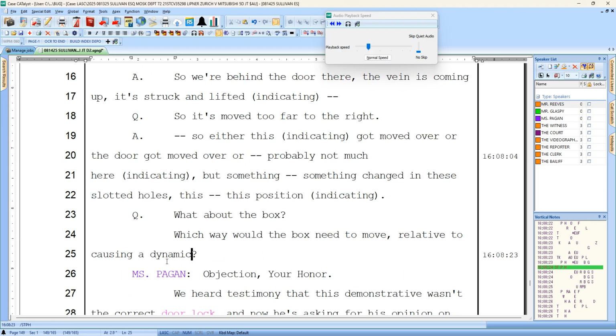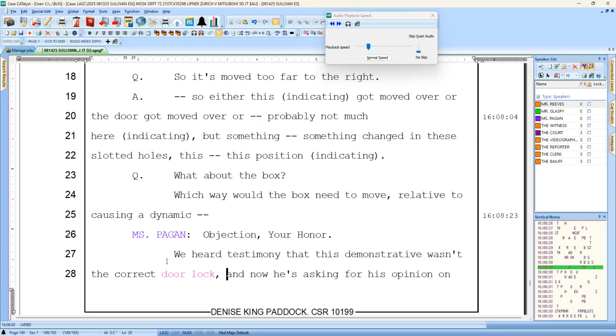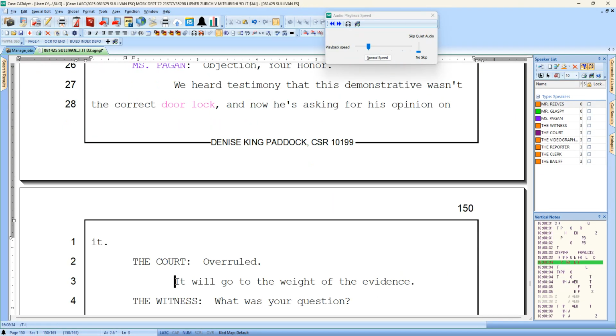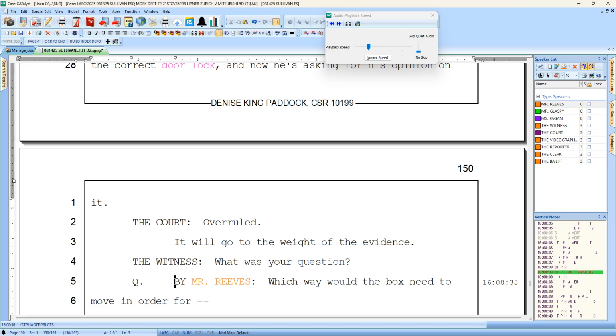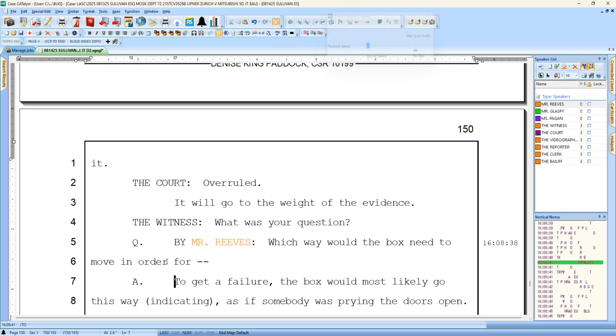Objection, Your Honor. We heard testimony that this demonstrative wasn't the correct door lock, and now he's asking for his opinion on it. Overall, that'll go to the weight of the evidence. What was your question? Which way would the box need to move in order for?